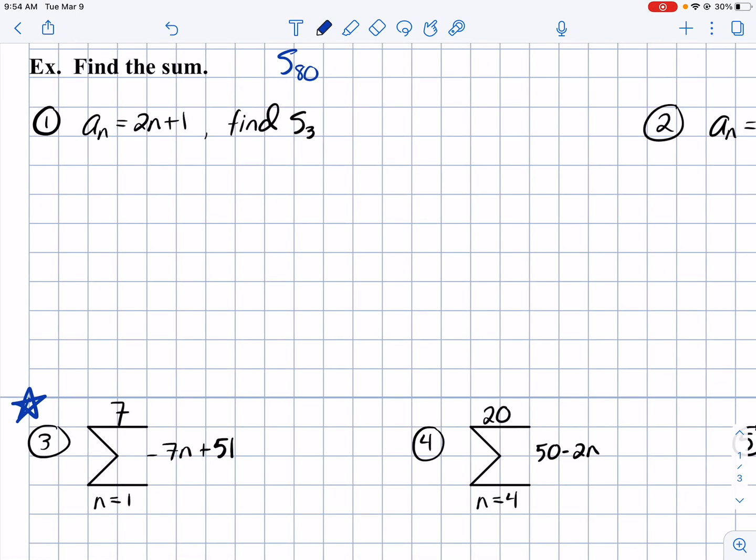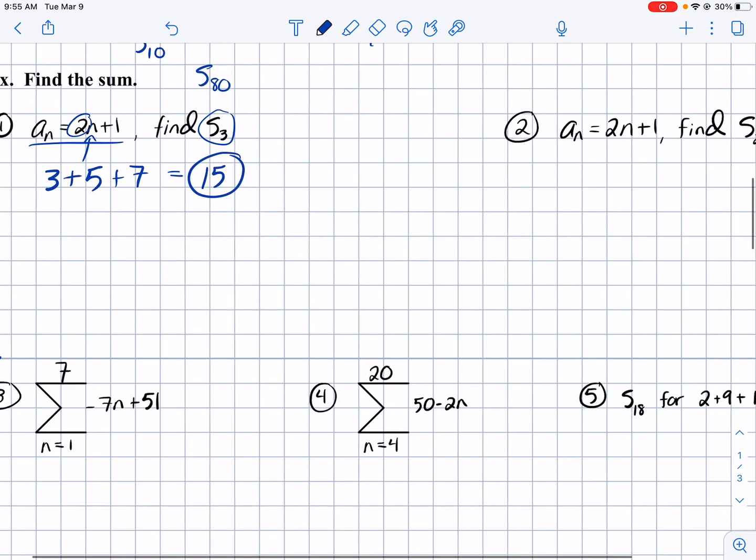You're finding the sum of the first 3 terms. Awesome. We would just plug in 1, 2, and 3 into our explicit rule here. If we plug in 1, 2 times 1 is 2, plus 1 is 3, so we have 3. Then plug in 2, which gets us 4 plus 1, so 5. You know this pattern, it just increases by 2 each time. So the sum of the first 3 terms then would be 15. Great.